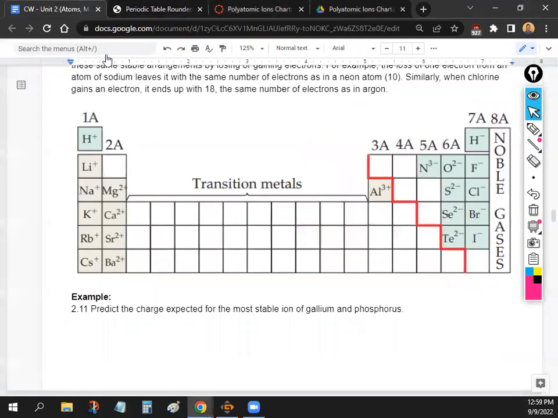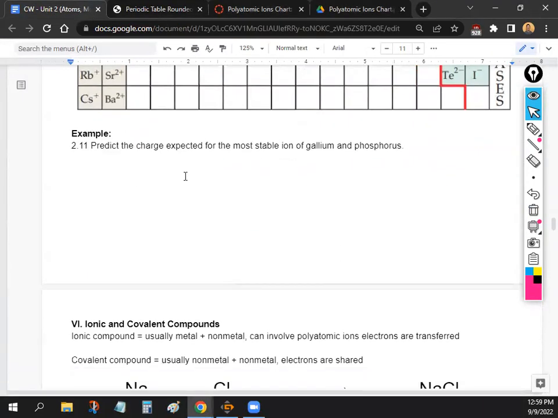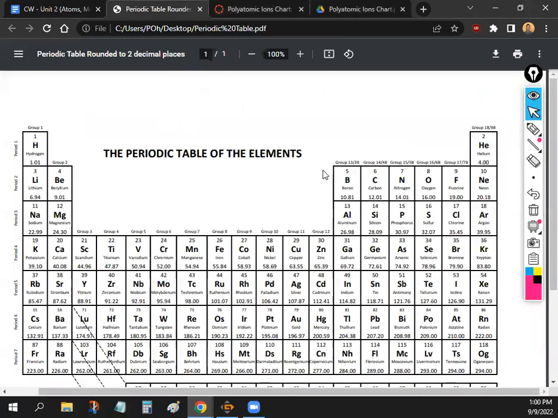I want you guys to just take maybe a minute. I want you guys to predict the charge that's expected for the most stable ion of gallium and phosphorus. So find gallium and phosphorus on your periodic table and try to figure out what ion they want to become. Basically, their most common ion. So if we look for gallium and phosphorus on the periodic table, we get Ga and P. So what's the most common ion for gallium?